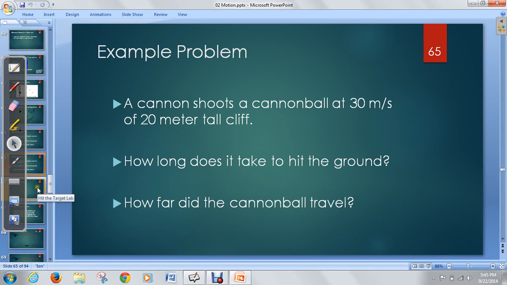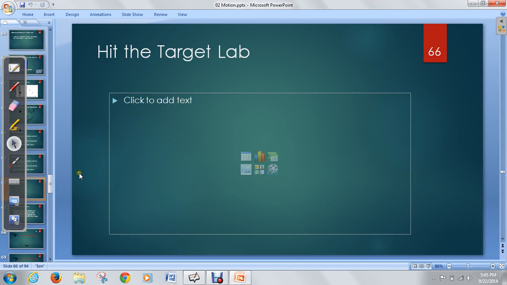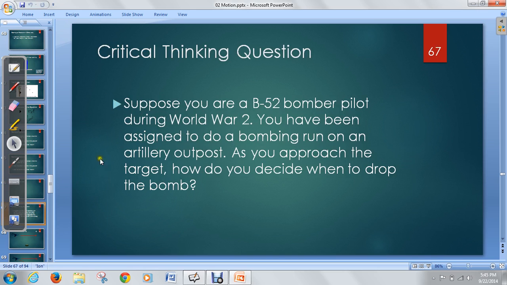All right, then we looked at another situation. Oh, actually, we did the hit the target lab. If you need to do that, go on the website and you can find that. But then we looked at another situation.